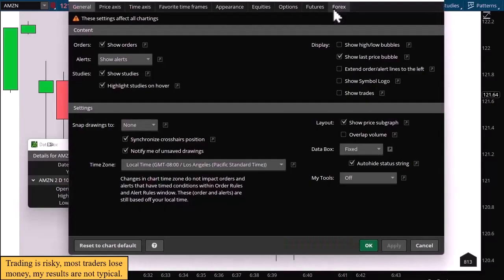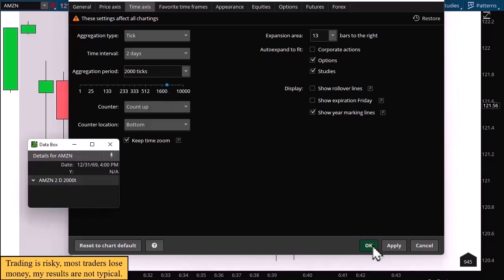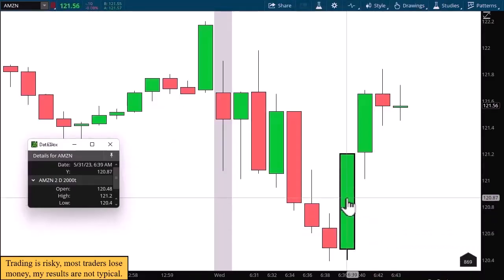That is a very critical aspect of how to choose a time interval that a lot of people don't think about. So if we move this back up, let's make it 2,000 ticks. Now you can see that your risk is going to be more. The high is 121.20, the low is 120.40, and therefore our risk now is, what's that, 80 cents. So this is one of the key elements.